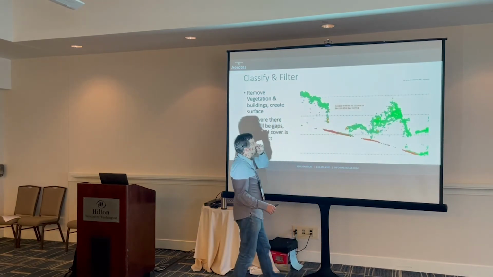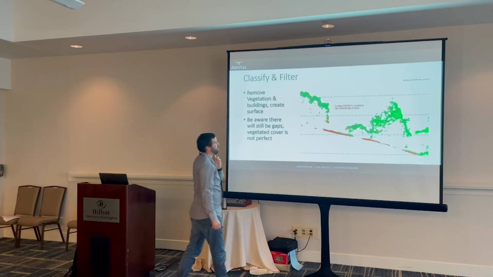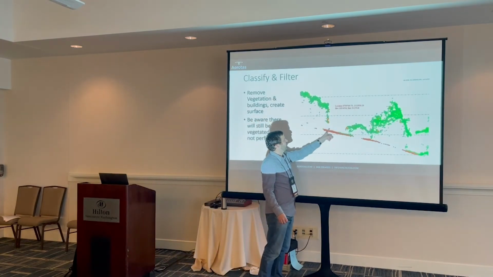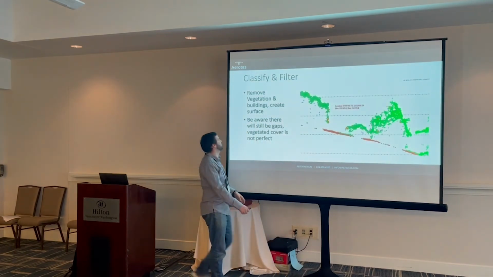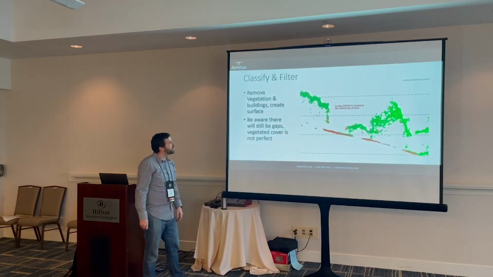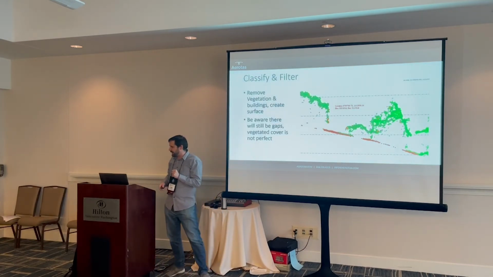This is a fascinating one because this is what some of the automated classification routines pulled out. Here's your ground. These ones in orange are going to be buildings, which they're clearly not, to a human at least. Those are clearly vegetation, and so on. But you've also got to be aware there are still some gaps. So let's talk about actually identifying the ground surface.